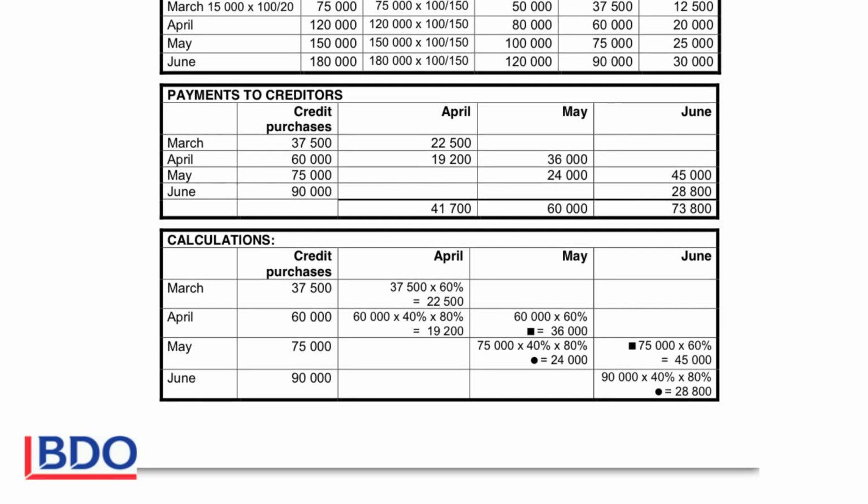If we look at the calculations, they gave us the total purchases for March as 37,500. In the month of purchases, we pay 40% to get 20% discount. March is not in our period that we have to do for the budget, so we will not do a calculation for March. In April, 60% of that 37,500 will have to be paid in April. If we look at the April credit purchases, it is 60,000.